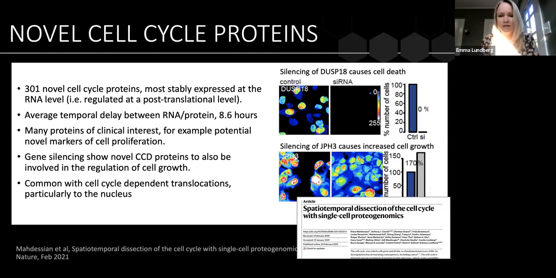And for the cell cycle in particular, you will see a peak of RNA in the G1 phase, whereas the corresponding proteins will peak in G2. So it actually bridges phases of the cell cycle. And of course, there's many proteins of potential clinical interest here, particularly potential novel markers of cell proliferation that stain slightly different cells than Ki67. And also in my interest, it's very common with cell cycle dependent translocations, particularly to the nucleus in the later phases of the cell cycle. And this was published in Nature in the end of last year, if you want to check it out. And the data is available in the Protein Atlas.